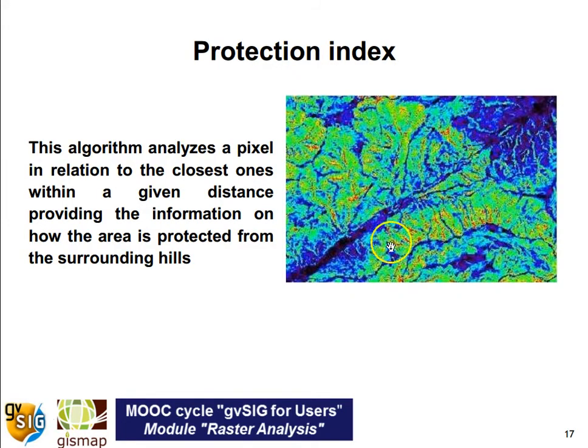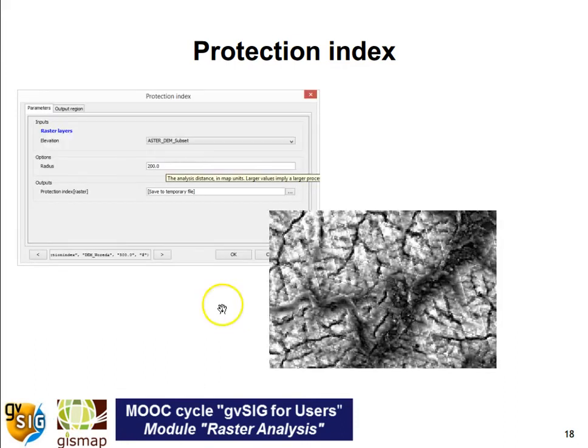Protection index is another parameter you can derive from a digital elevation model and analyze the pixel in relation to the closest ones within a given distance, providing the information on how the area is protected from the surrounding hills. In this case, you have to define the DEM and the radius in which you estimate that the protection can be active from the surrounding hills. And this is the result. So the highest value means the highest protection.